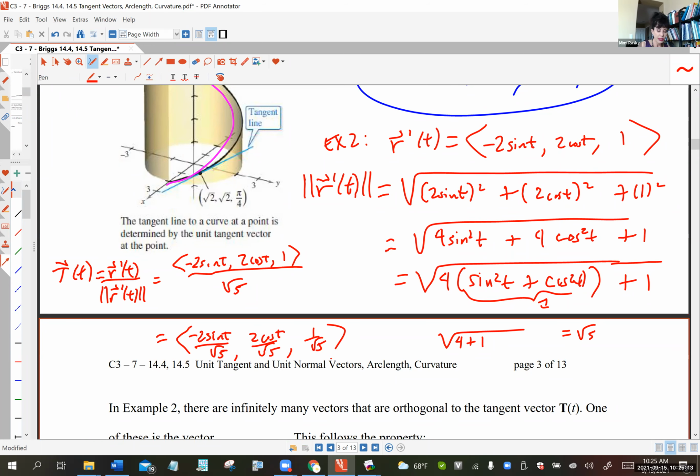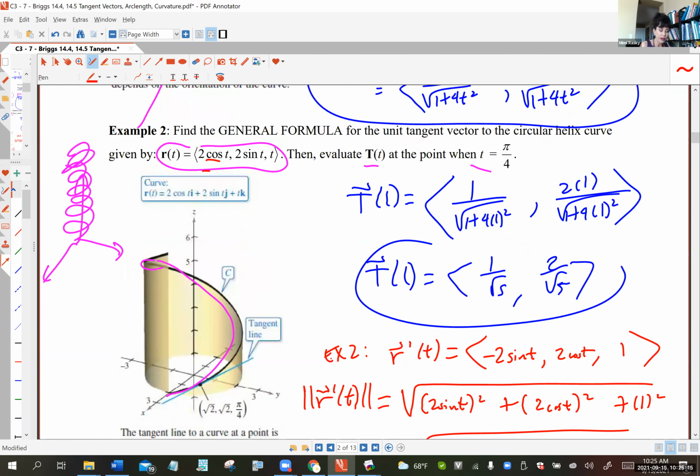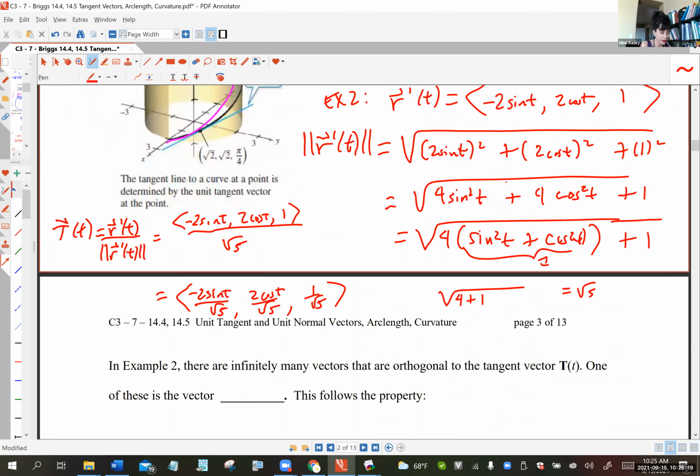But now to finish this out, they did want us to evaluate our T of t at the point when t is pi/4. No problem. So now you're just going to substitute pi/4, and then you'll get a nice constant vector. And you have to do a little bit of trig here because you have to know what the sine and cosine of pi/4 is. And I think it's square root of 2 over 2 for both.